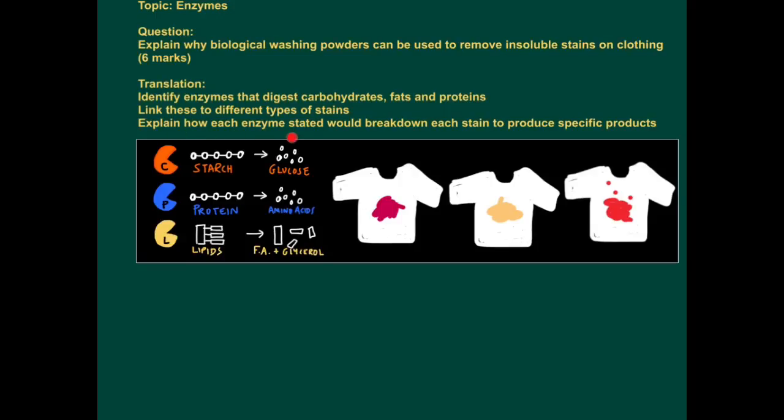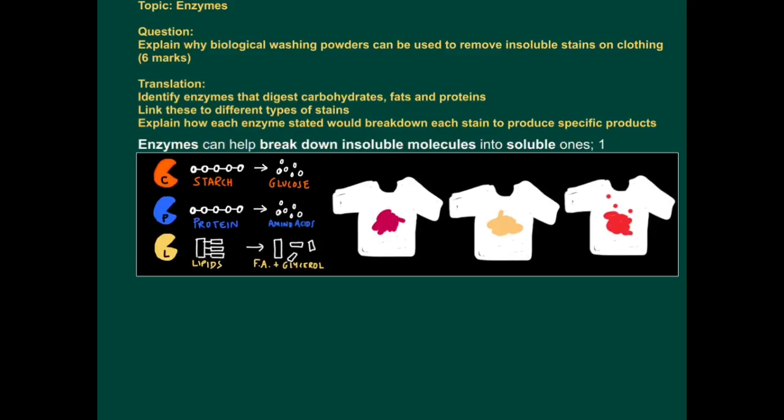And finally, explain how each enzyme stated would break down each of the stains to produce specific products. So you're listing different examples of stains, the different enzymes that will act on each stain, and what they will turn that stain, those insoluble molecules, into.